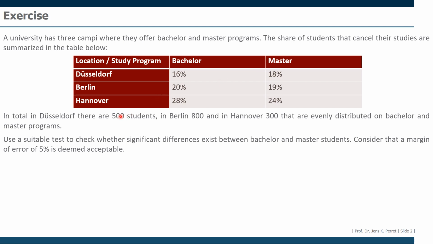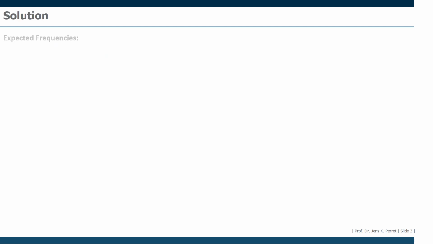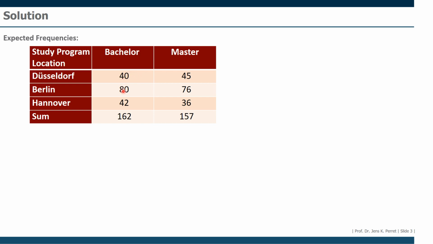For this, first off, we have to use these numbers to actually calculate absolute frequencies, absolute numbers, how many students are actually quitting their study programs. That's then the first task we did here. We calculated the absolute numbers by simply multiplying the overall number of students in each location with the shares of how many quit. Then we can also calculate, in addition, the sum of all bachelor students across all 3 locations that quit their studies and the sum of all master students. That's actually just preparation of the data we already have from the exercise text.